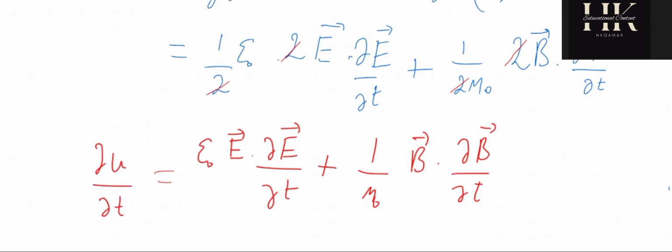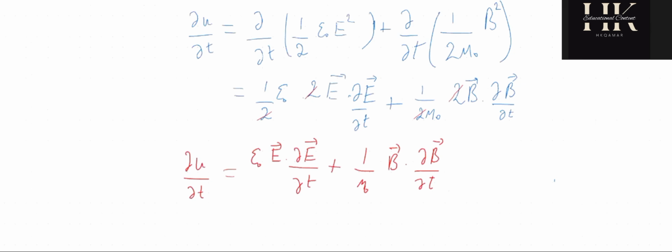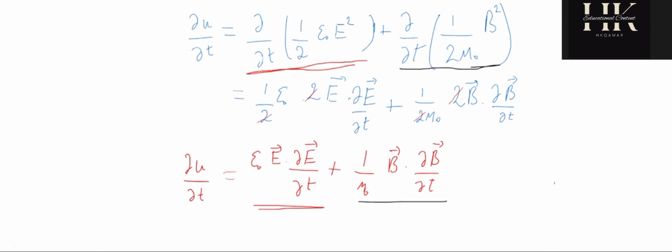From this equation, we know that ∂/∂t of (1/2 ε₀E²) is equal to ε₀ E·∂E/∂t, while ∂/∂t of (1/2μ₀ B²) is equal to (1/μ₀) B·∂B/∂t. By putting this value into the previous equation that we derived, let's name this equation number 3.